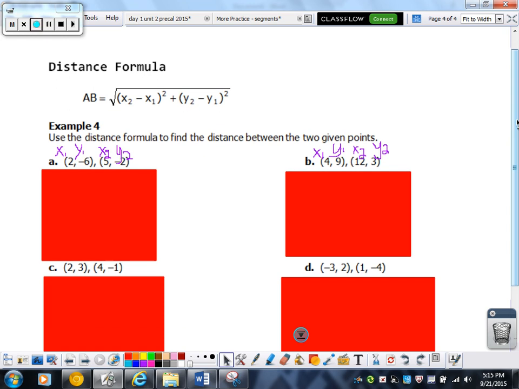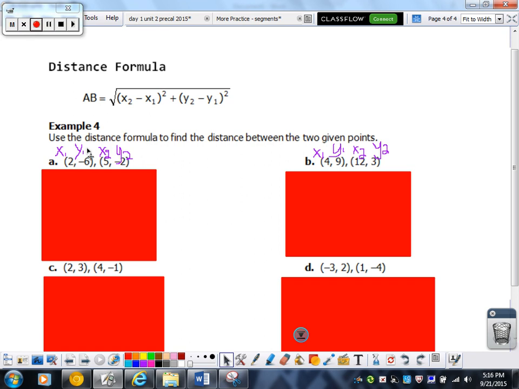Next formula we're going to talk about today is the distance formula. You can see it on the screen. Distance formula is the square root of x2 minus x1 squared plus y2 minus y1 squared. Once again, it's important to label your x and y values. Remember, x always comes first in an ordered pair and y always comes second. We're going to use the distance formula to find the distance between the two given points.